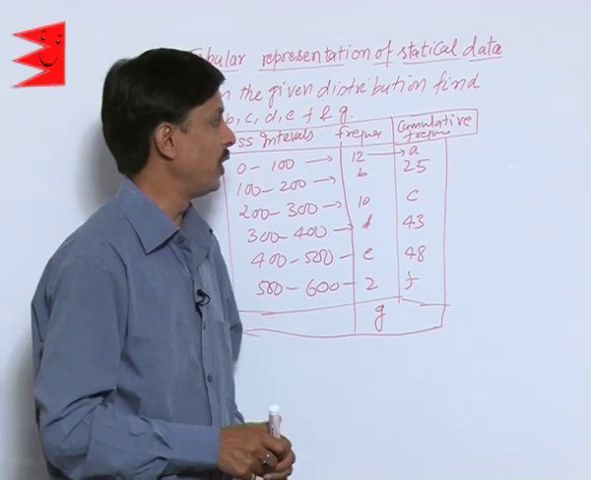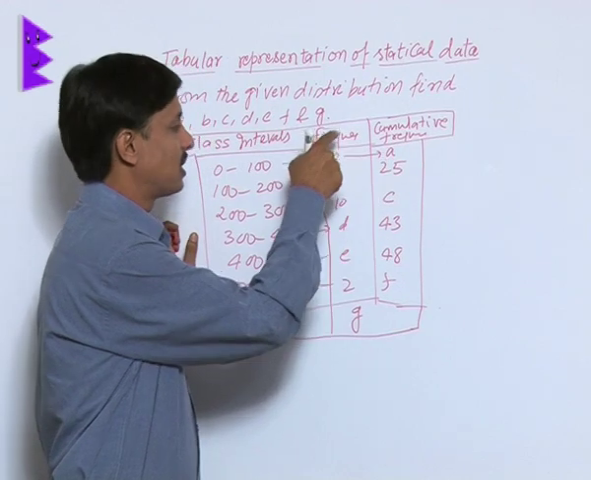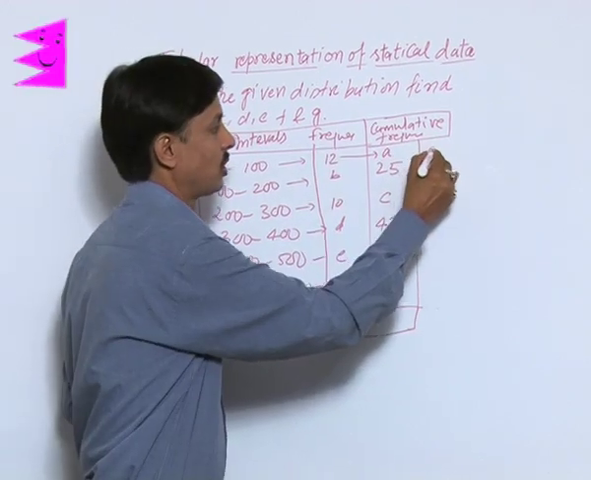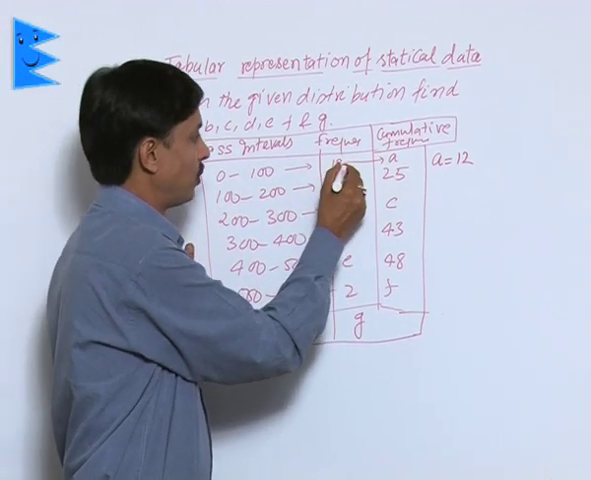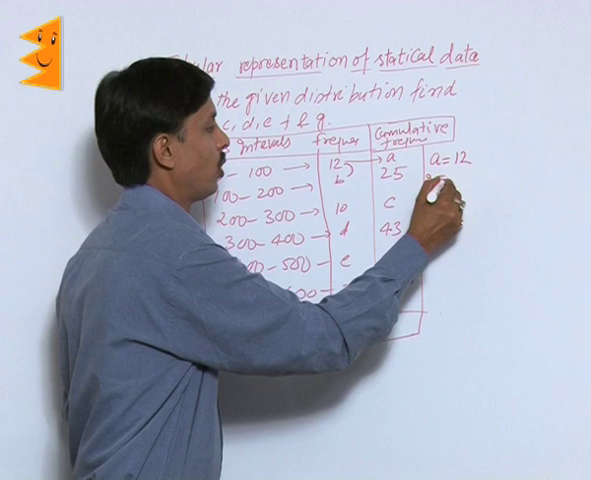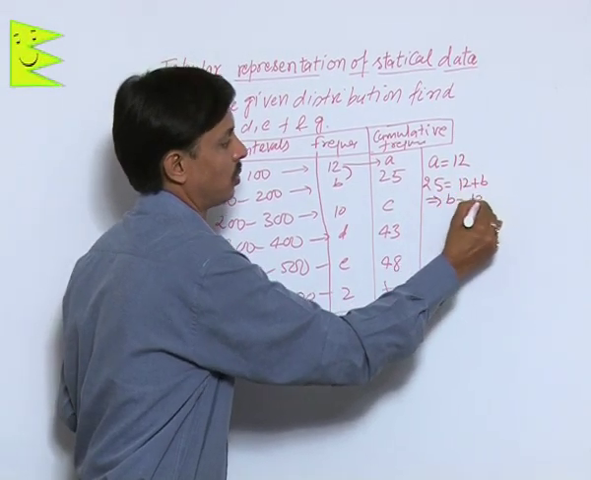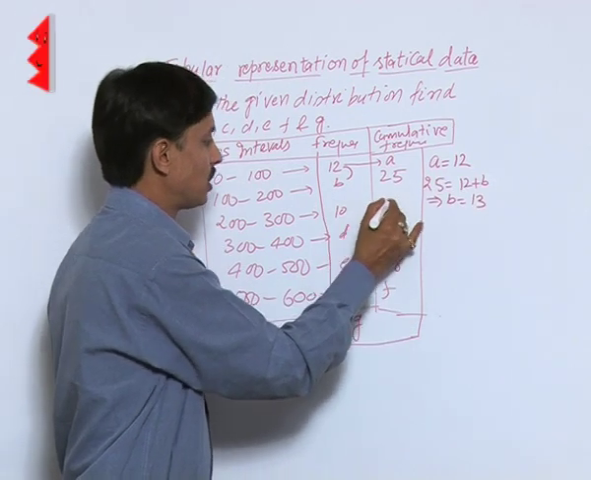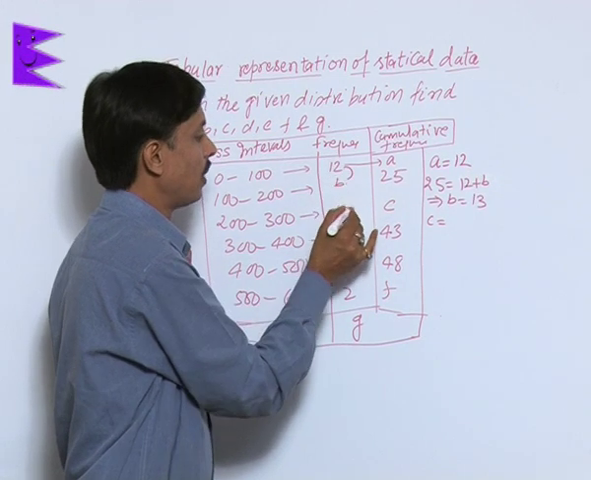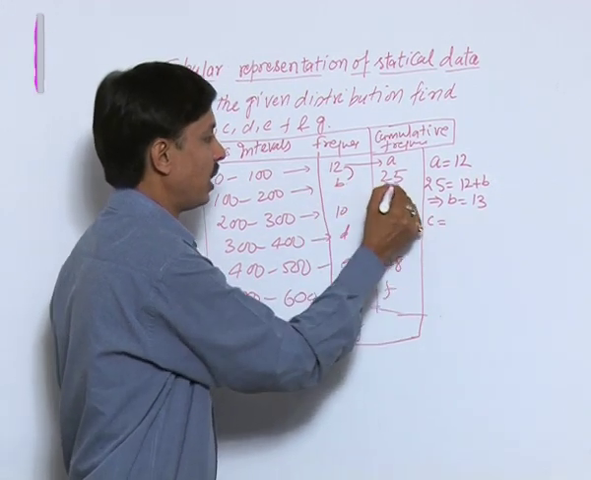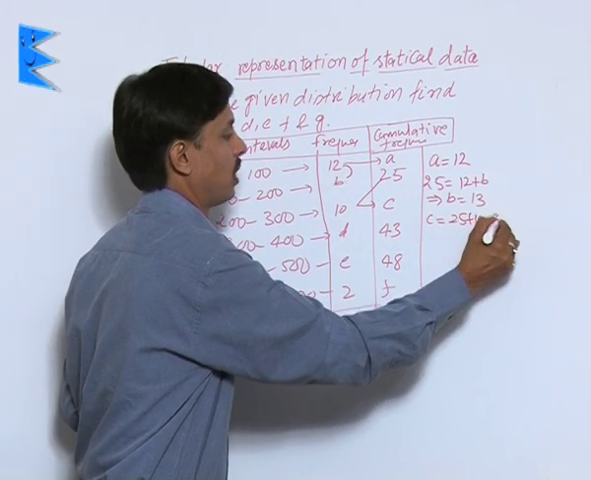Now I will explain. If the first frequency is 12, then the cumulative of the first interval is the same as the frequency. So the answer of A becomes 12. 25 is the sum of these two, so I can say 25 is equal to 12 plus B. This implies B is equal to 13. Now C is the value which is the sum of 12 plus B plus 10, that is 25 plus 10.